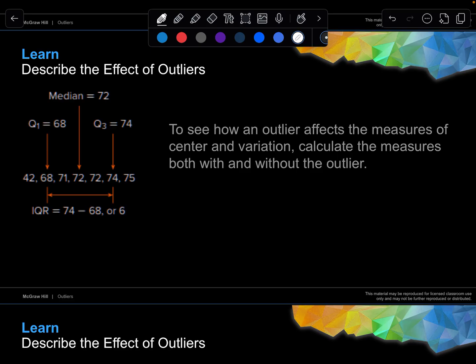So 1.5 times my IQR is 9. My upper limit is going to be 74 plus 9, which is 83, and my lower limit is going to be 68 minus 9, which is 59. Therefore, you can see that 42 is lower than the lower limit and therefore an outlier, right?